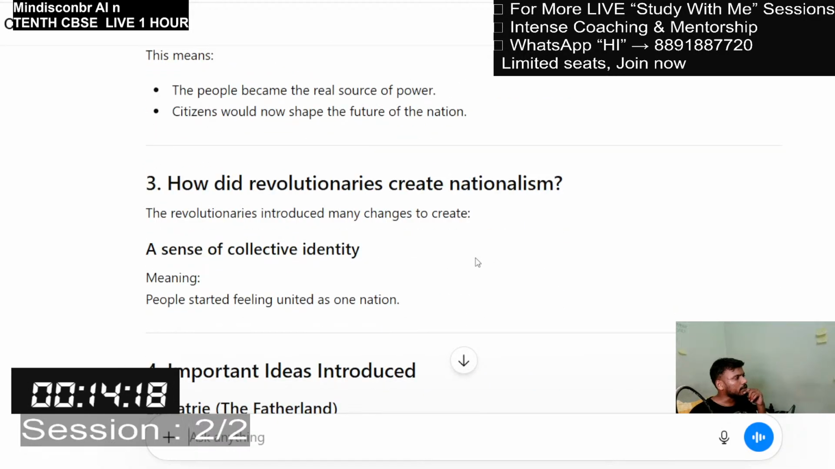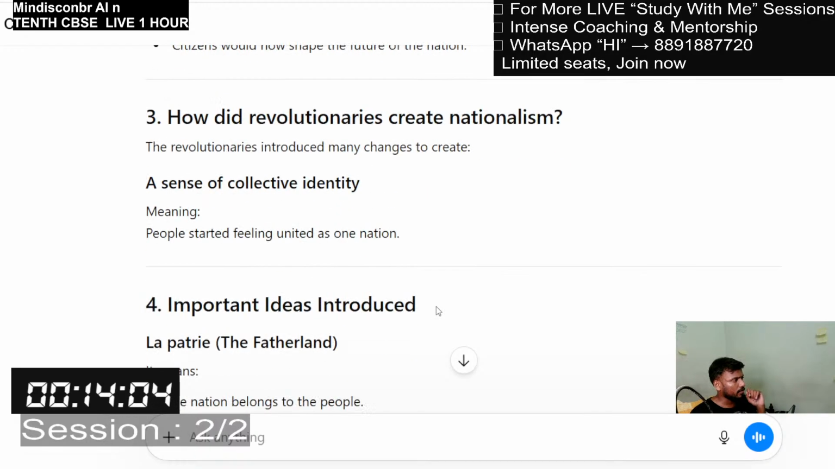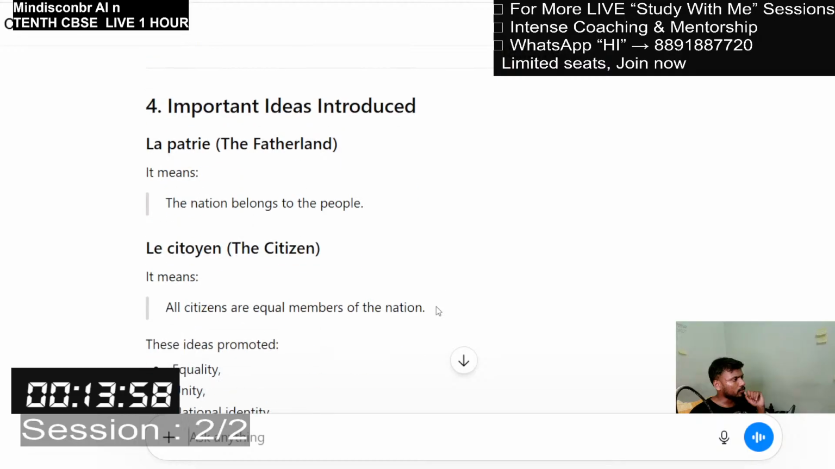How did revolutionaries create nationalism? The revolutionaries introduced many changes to create a sense of collective identity, meaning people started feeling united as one nation. Important ideas introduced. La patrie means the fatherland. It means the nation belongs to the people. And les citoyens, that means the citizens. It means all citizens are equal before the nation.